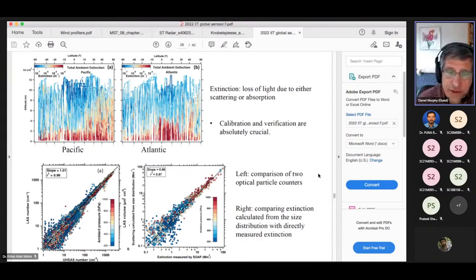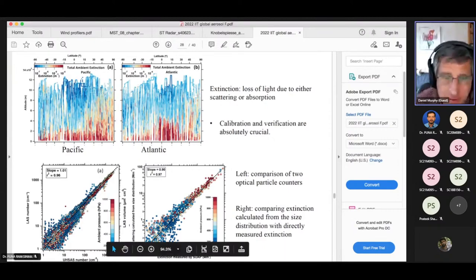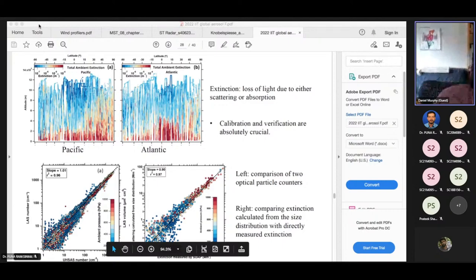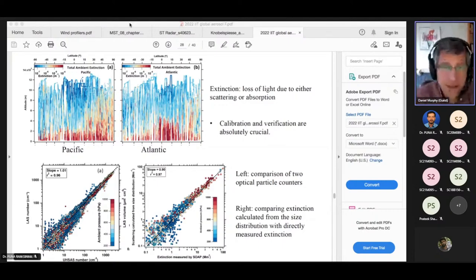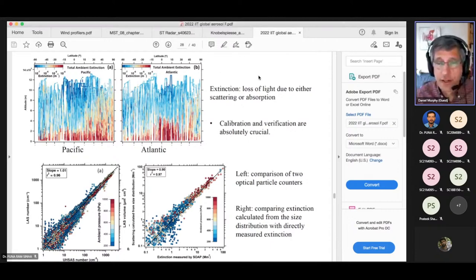So Chuck did things like compare the two optical particle counters in the size range where they overlap. That's on the left, and it's a very excellent one-to-one comparison. We also, on some of the flights, had a cavity ring down extinction measurement. And he can calculate the extinction from the optical particle counters from the size distributions and compare it to the measured extinction. And again, an excellent one-to-one agreement. So we're quite confident in these calculated extinction values.